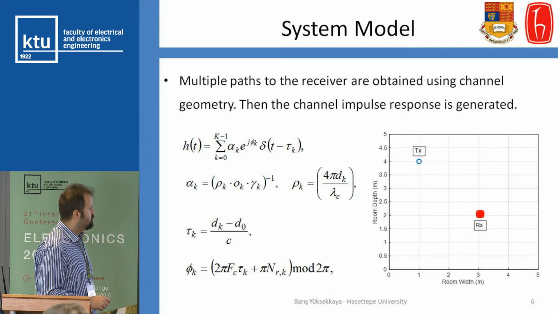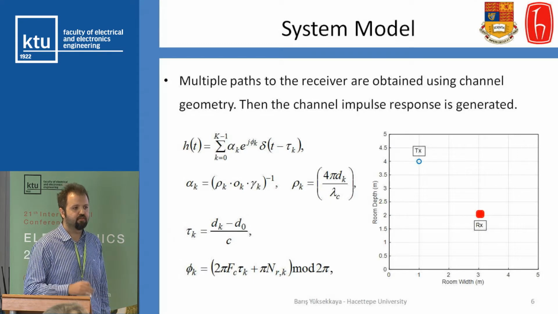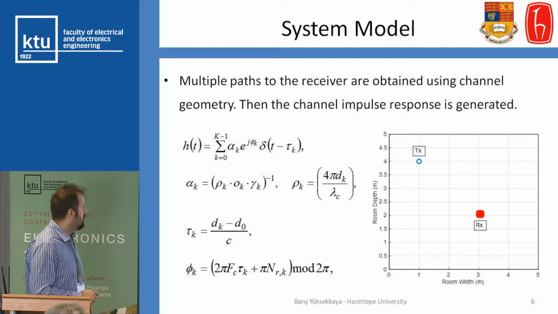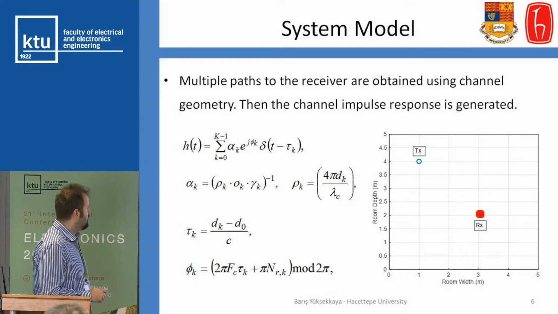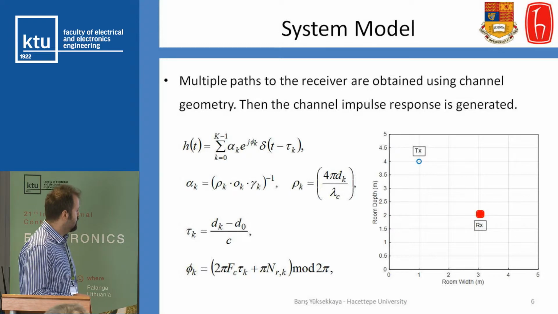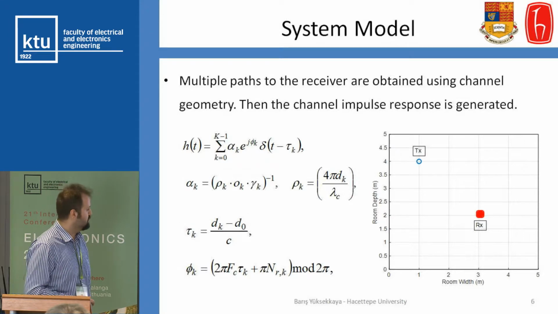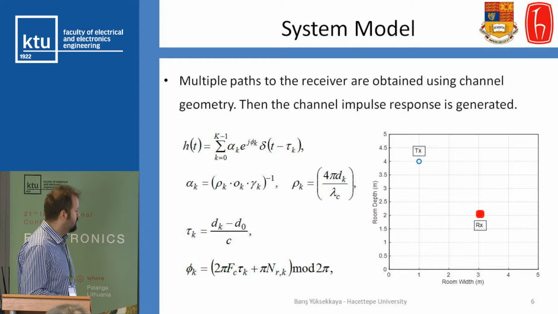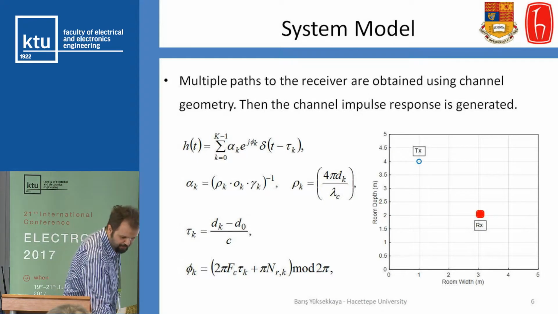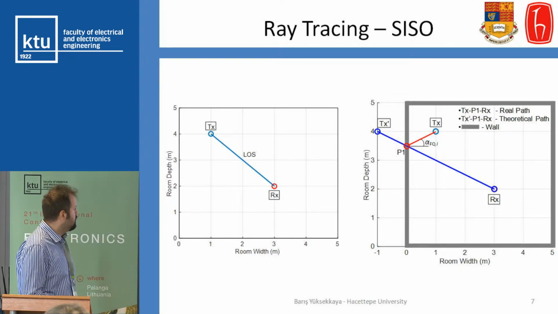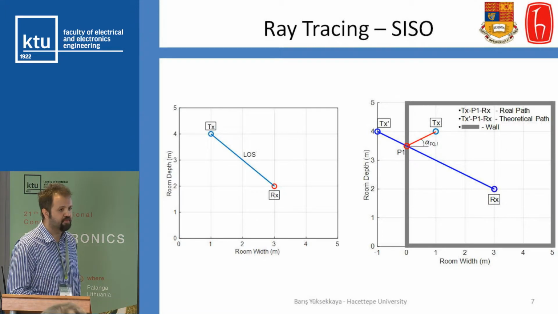The channel impulse response is found by generating the geometry of the reflected paths, and all of the paths are summed to find the channel impulse response. All of the paths have channel gain, which is the inverse of the losses, and we need their time delay information and phase information. For example, let's have a look at the figure on the left. We see the line of sight path, which is a direct line between the transmitter and the receiver.